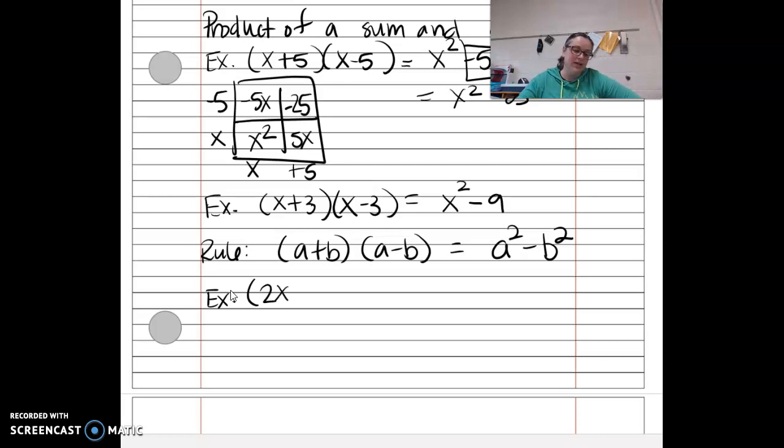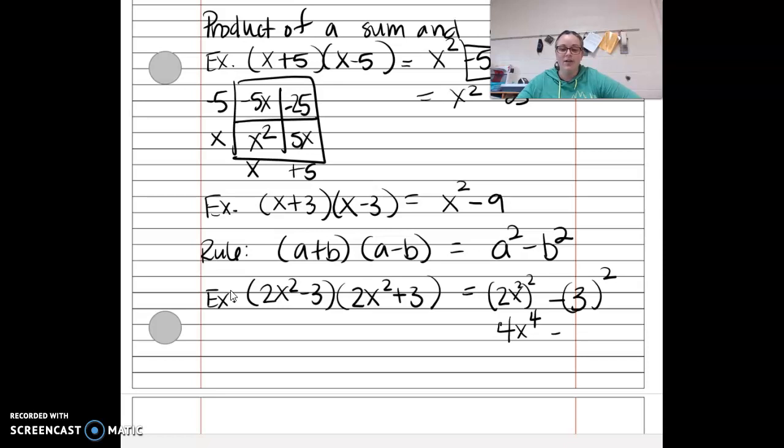So if I did 2x squared minus 3 and then times 2x squared plus 3, if we were to take our first term and square it, 2x squared squared, and then we're going to take away this 3 and square it. So this gives me, well, 2 squared is 4, x squared squared would be x to the 4th, and then I have 3 squared is 9. All right, I'm going to stop here.